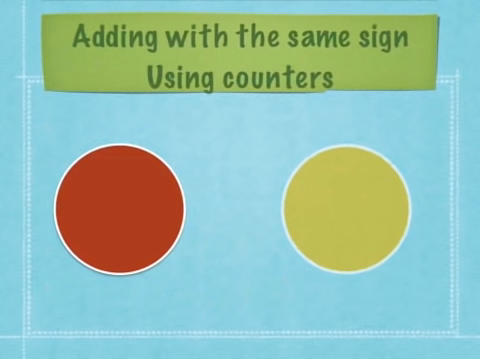We're going to start with the same sign, and our first strategy is using counters. Counters are a great way to visually show what you are doing. Our red counters are going to represent our negative numbers, and the yellow counters will represent our positive numbers. These never change. Red is always negative and yellow is always positive.